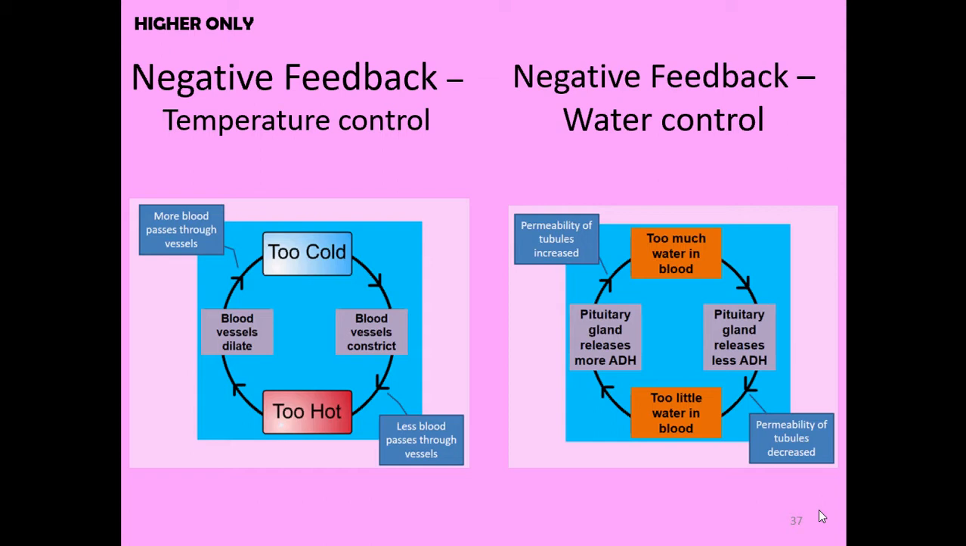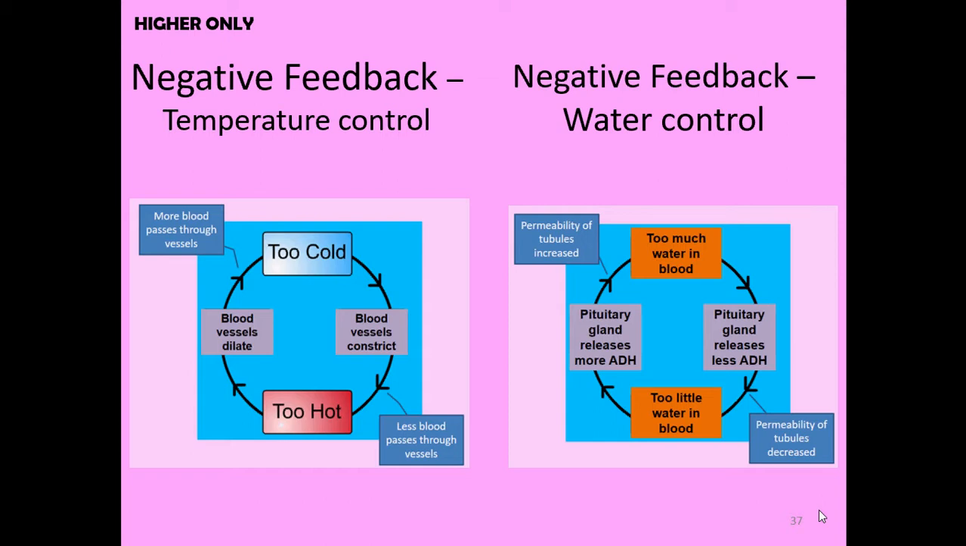So I'm going to say that again from the beginning. If there's too much water in the blood, the pituitary gland releases less ADH. That makes the tubules of the kidney less permeable. Therefore, less water is reabsorbed back into the blood. Let's look at the reverse of that, because this is a classic 6-mark question.